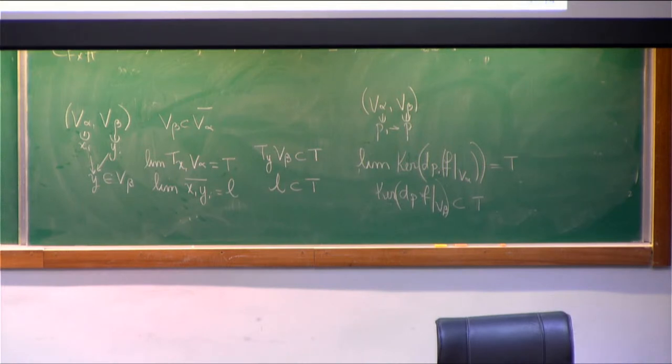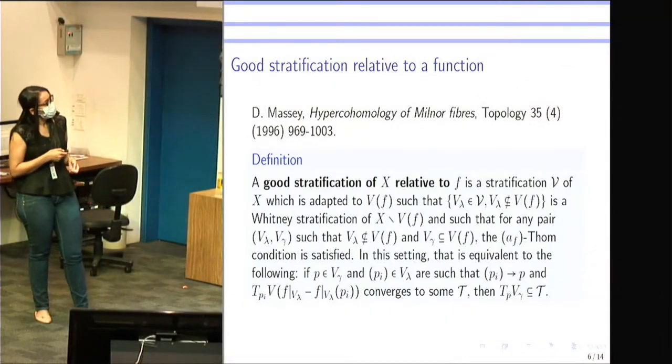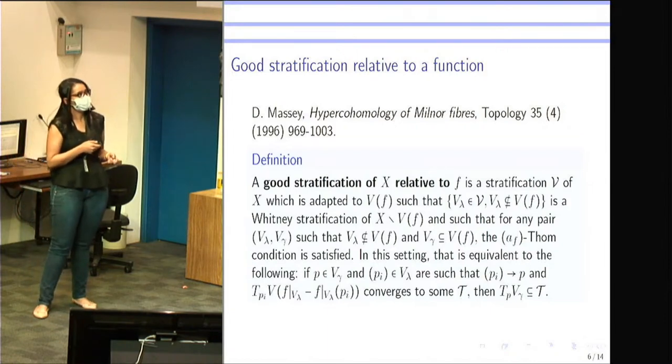Okay. The Thom stratifications still are not the one that I wanted. What I want is this one, the good stratification that was defined by Massey. To define a Thom stratification, we need a function and a complex analytic space, and for the good stratification, we also need a function defined on a singular space. So what Massey tells us is that a good stratification of a space relative to F is a stratification that is adapted to the zeros of F. Here, VF is the zeros of the function F. Being adapted means that VF is a union of strata of that stratification.